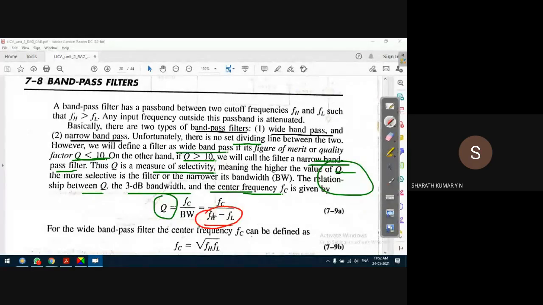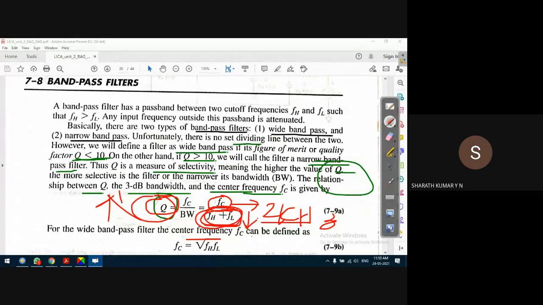If the bandwidth is fixed, the quality factor depends on the center frequency. Let us say we want only a 2 kilohertz signal to be passed. Then the quality factor should be very, very high. If it is a narrowband pass filter, this difference is very, very small. That means the denominator is very small, so Q should be very, very large. If the bandwidth is larger, that is, if the passband range is larger, then Q is very, very small.